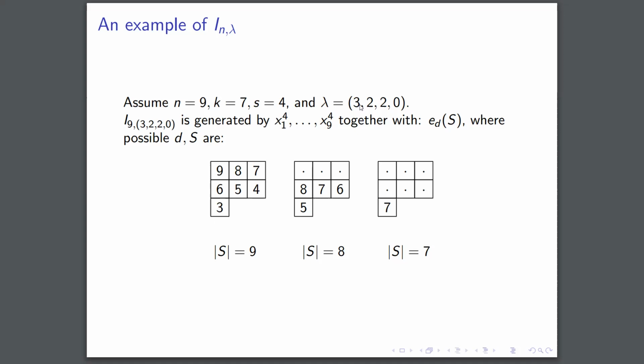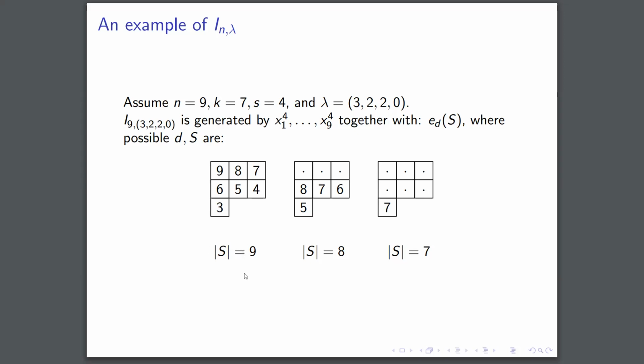First, we draw lambda i boxes in the i's column, which means we are drawing the Ferrers diagram of lambda prime. So we have 3 boxes in column 1, 2 boxes in column 2, and 2 boxes in column 3. Once we have a diagram like this, we can enumerate the possible d's for each s. Let's say s has size 9. S is a subset of bracket 9 with 9 numbers, which means s must be bracket 9.